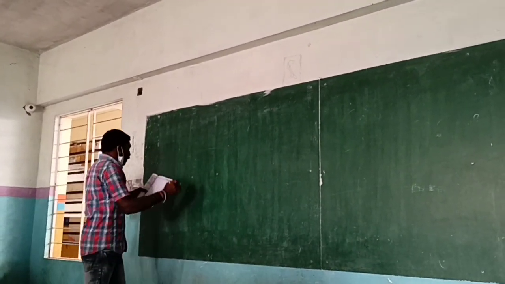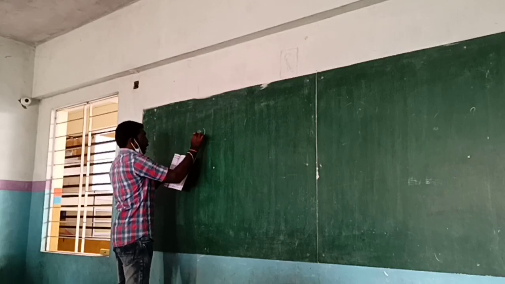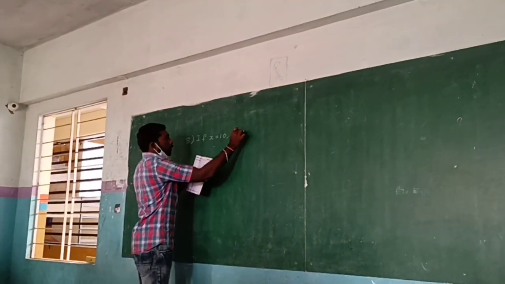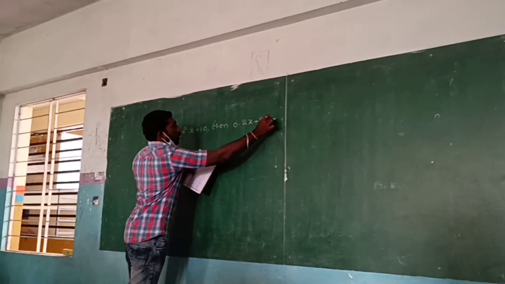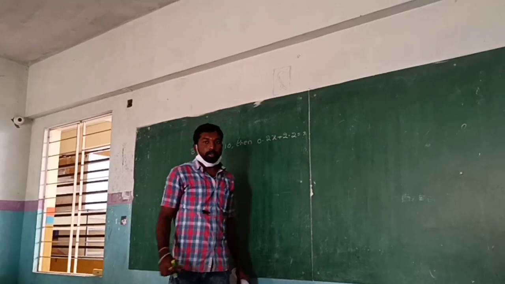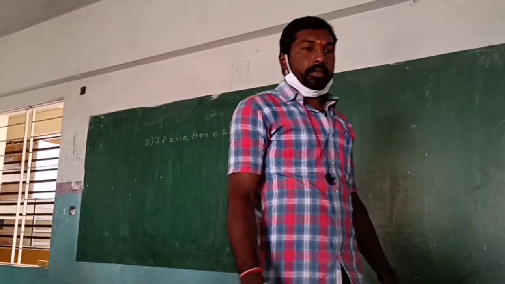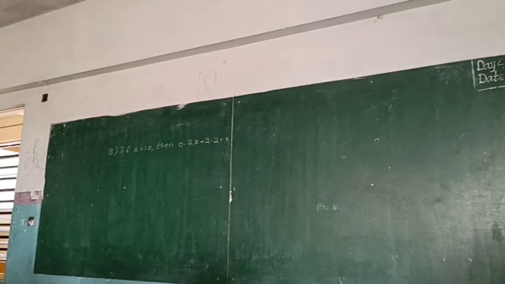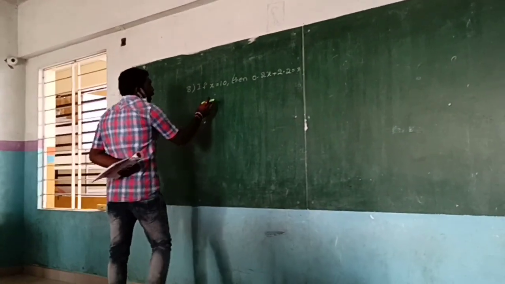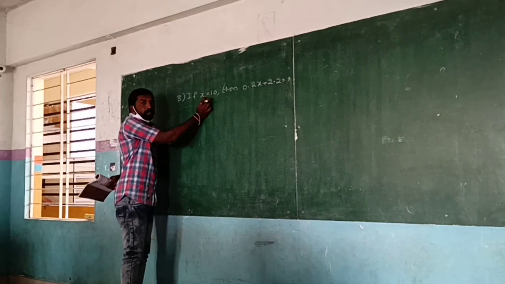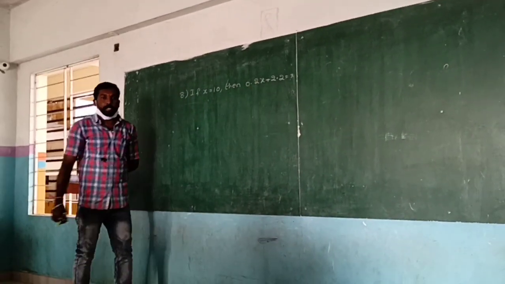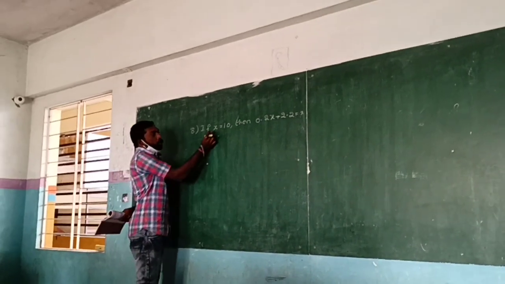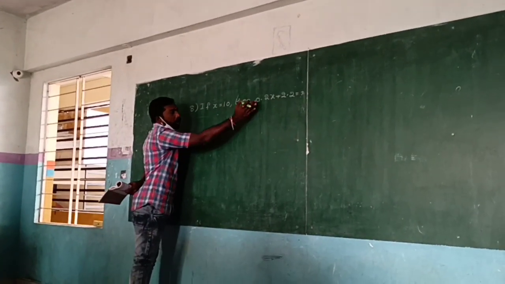So note down the eighth bit. If x is equal to 10, then 0.2x plus 2.2 is equal to how much? Okay, no? That is the question. The x value is given here as 10. Then 0.2x plus 2.2 is equal to how much? We have to substitute this value in this equation.